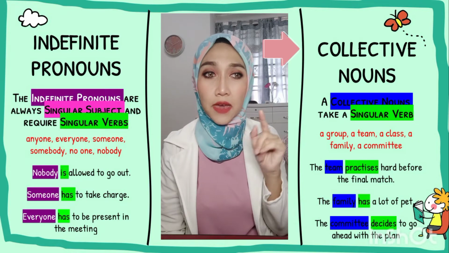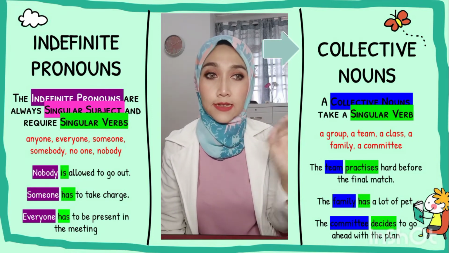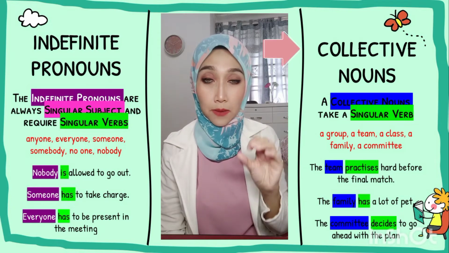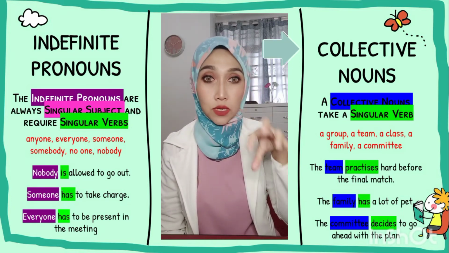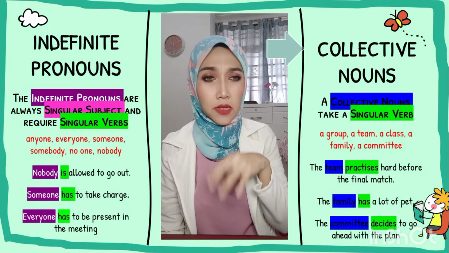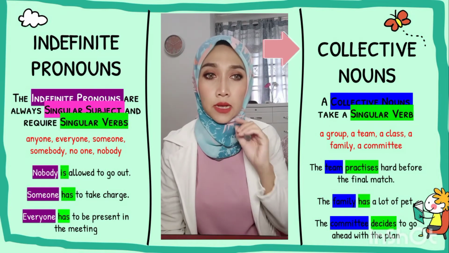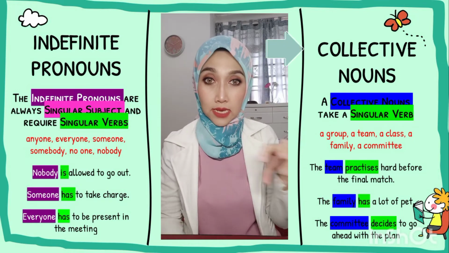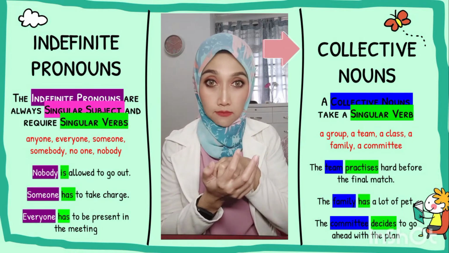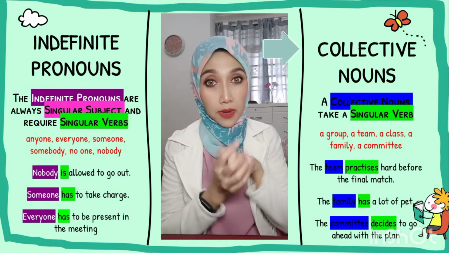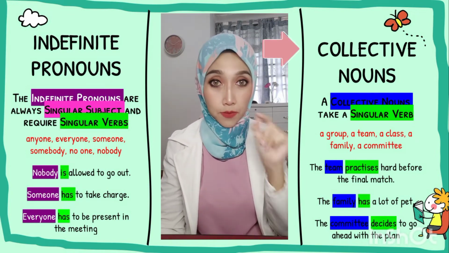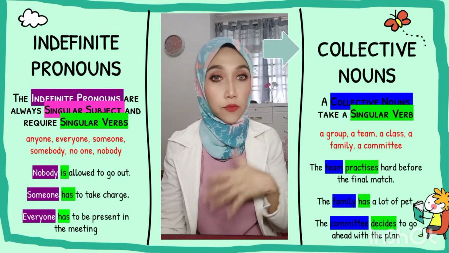Okay, the family has a lot of pets. The family has a lot of pets. See, use has, singular verbs. Family is one family, even though you said in your family you have a lot of people, but family is one. The committee decides to go ahead with the plan. The committee, satu macam persatuan. Dalam tu ada ramai, tapi dia cuma satu unit, right? So, decides, the singular verb, decides to go ahead with the plan.